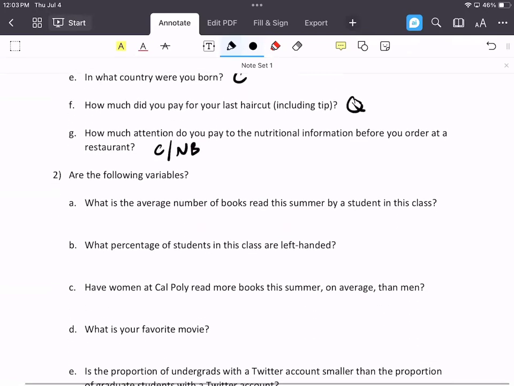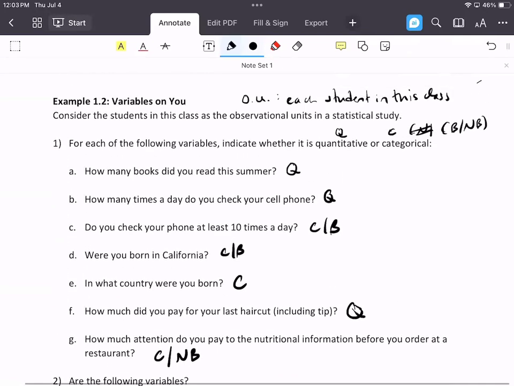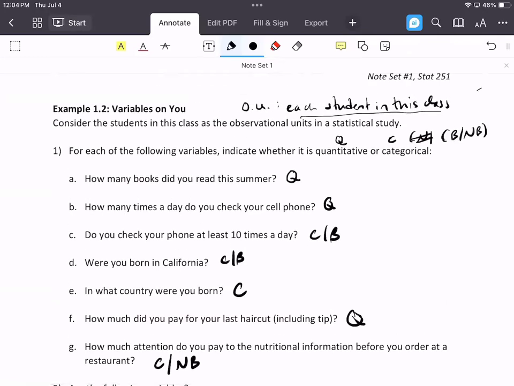Shifting gears just a little bit, we're asking on this next one, remember the observational unit for these are still each student in this class. So the observational unit has not changed. And it's asking this next question, are the following variables? Remember, to be a variable, what we're measuring has to change from student to student in this class.